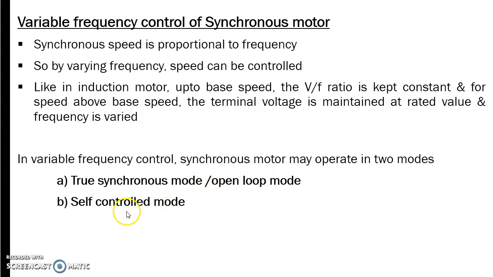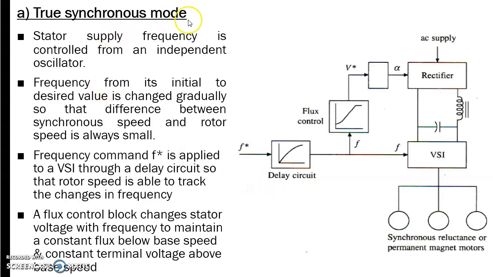The self-controlled mode means that it is a closed loop system. That is, actual frequency settings can be derived from the measurement of rotor position or stator voltage, etc. And from that we decide the controlled value of the frequency. So it is closed loop. Self-controlled mode corresponds to the closed loop mode. True synchronous mode corresponds to open loop mode. So let's see true synchronous mode of operation.